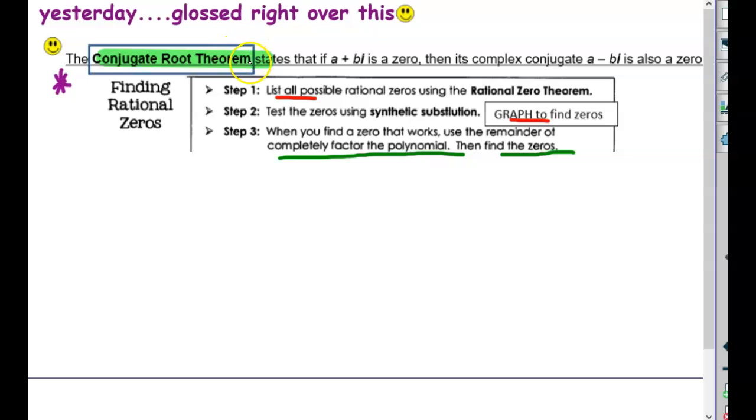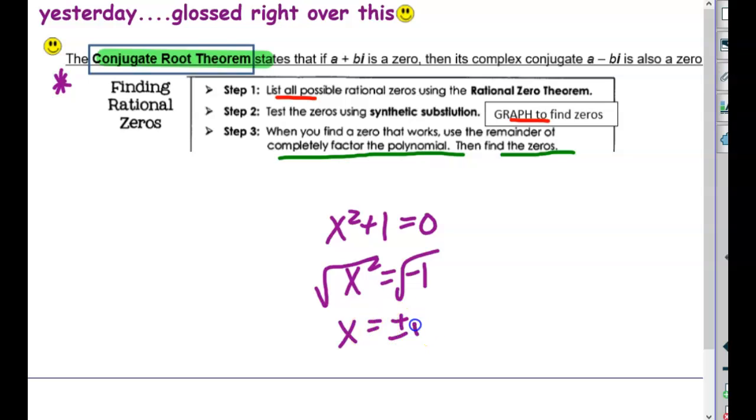It says the conjugate root theorem states that if a plus bi is a zero, then its complex conjugate a minus bi is also a zero. Remember we had things yesterday that looked like this, and we set those equal to 0, and we got x equals plus or minus the square root of -1, which we wrote as plus or minus i. It's just saying anytime you have a complex root like 2 plus i, its conjugate will also be one of the roots.